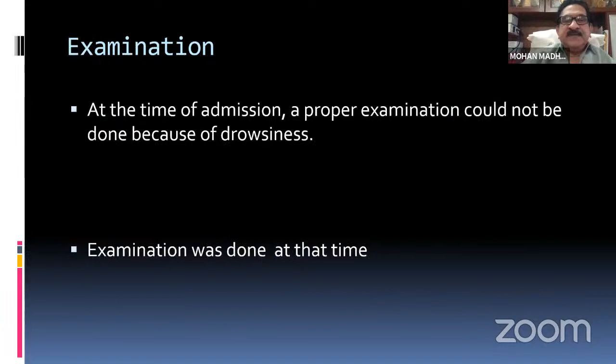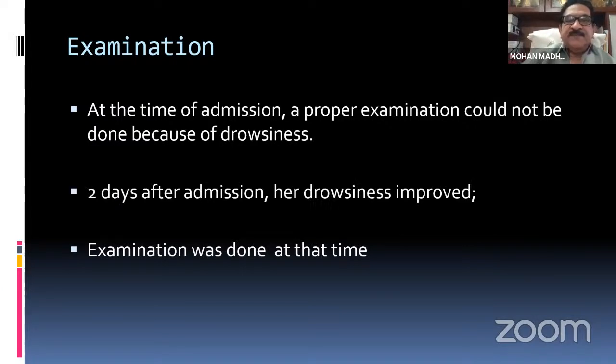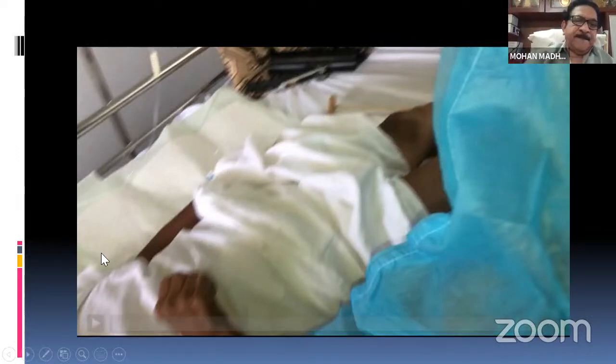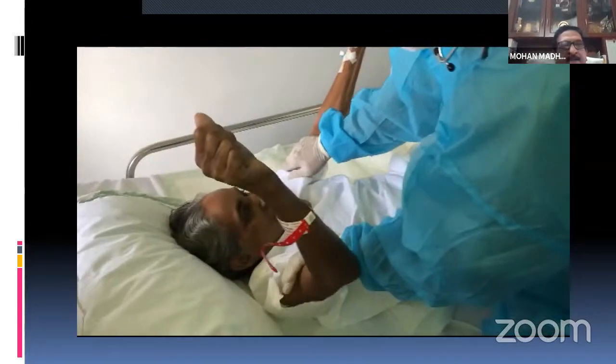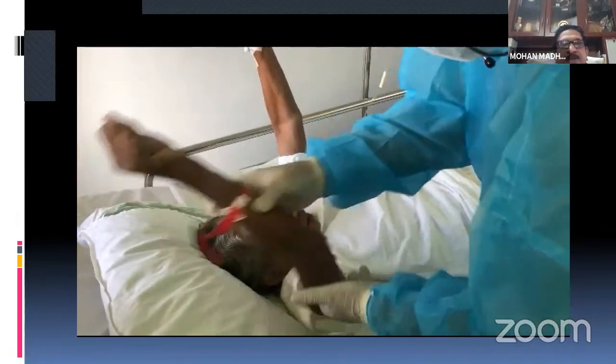At the time of admission, a proper examination could not be done because of the drowsiness. Two days after the admission, the drowsiness improved and the examination was done. So these are the examination findings. Power was obviously normal.